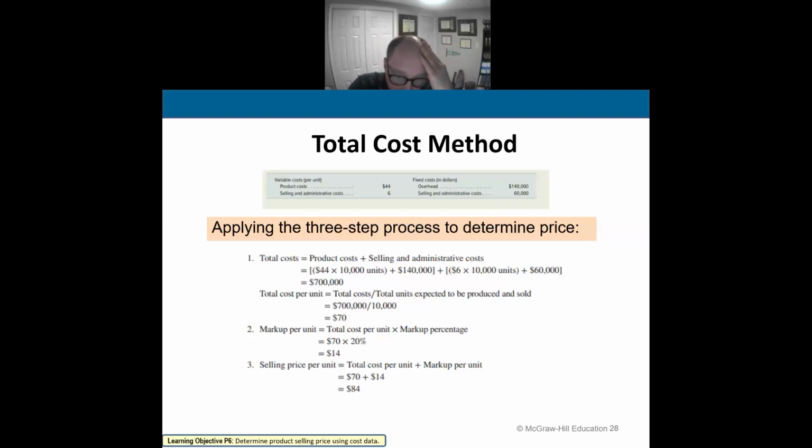Now I figure out what's the markup. Well, how much profit do I want to make? My company says I want to make 20% profit on each product that I sell. So if my total cost is $70, I multiply that by 20%. That means I need an additional $14 per unit in order to get my 20% target. So 70 plus 14 is a sales price of $84. And that's the process of determining your sales price using the cost plus method.